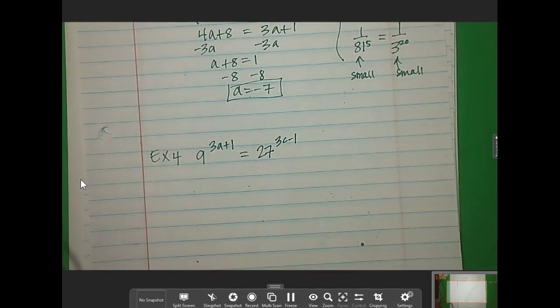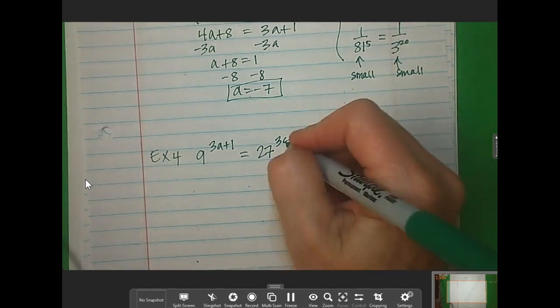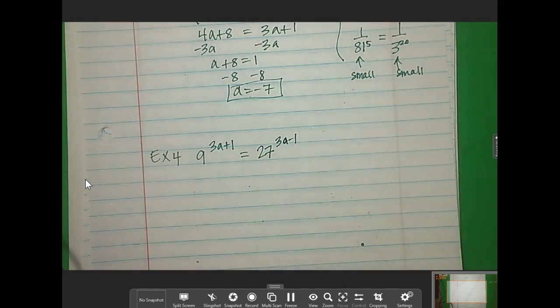All right, so what's the target base between those two numbers? 3. Because you can change 9 to the base of 3, and you can change 27 to have a base of 3. It's supposed to be an A. Let's not use different letters today. That would be super challenging. All right, so try that.